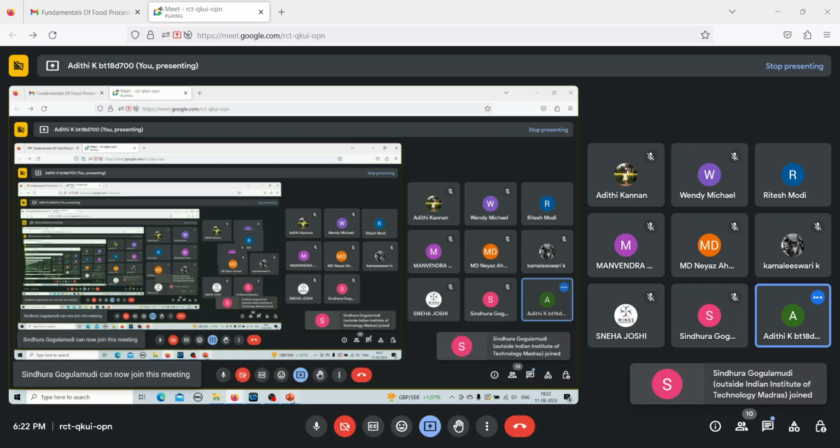Is this part clear? Anything that needs to be repeated? From which part is it confusing? I think it's clear only, ma'am.